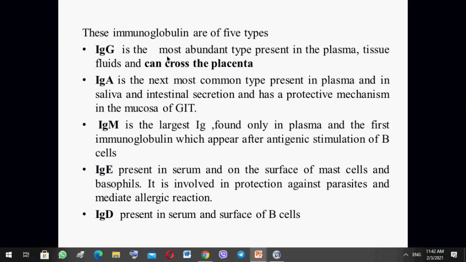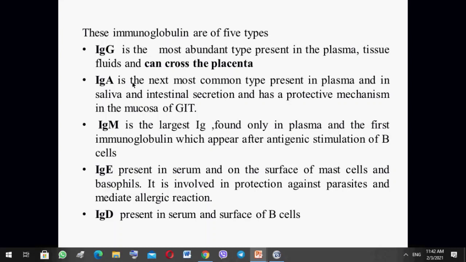So what do we mean by IgG? The IgG is the most abundant type of immunoglobulin, and it is present in the plasma and the tissue fluid. This type of immunoglobulin can cross the placenta. So IgG is the most common type of immunoglobulin, and it can cross the placenta in case of pregnancy, for example.